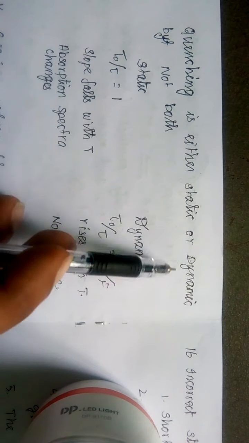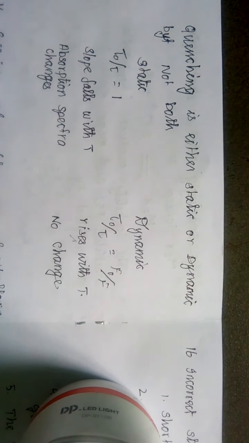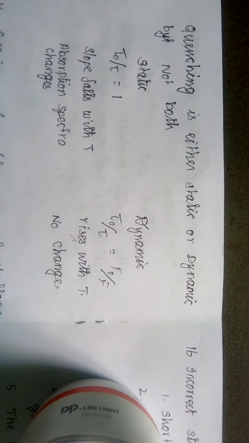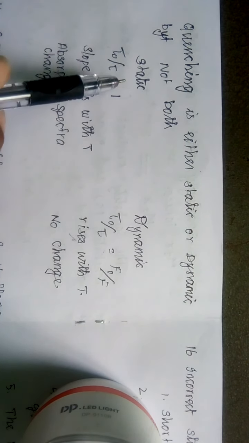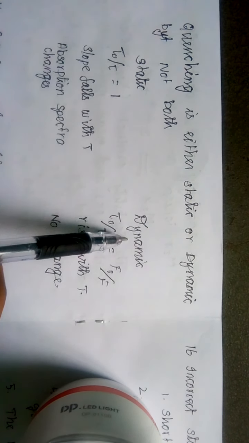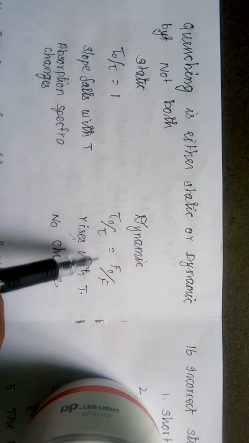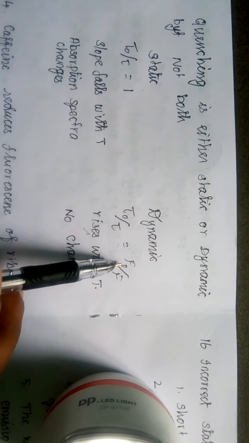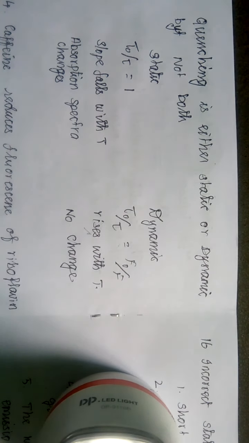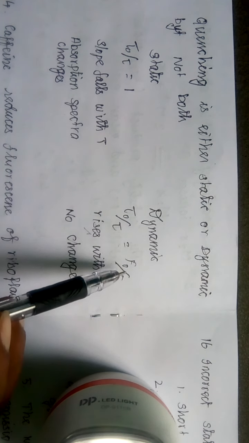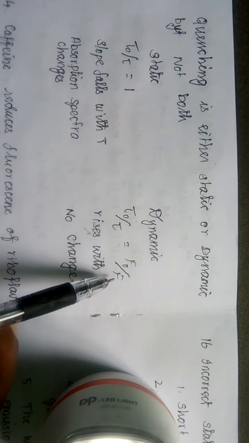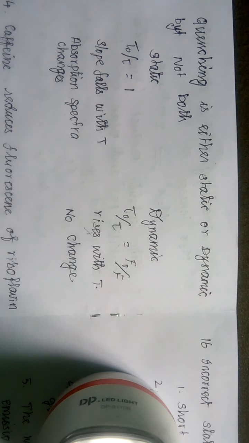Quenching is either static or dynamic, but not both. If it is static quenching, tau naught by tau becomes 1. If it is dynamic quenching, tau naught by tau is equal to F naught by F, the fluorescence intensity in the absence of the quencher divided by the fluorescence intensity in the presence of the quencher.